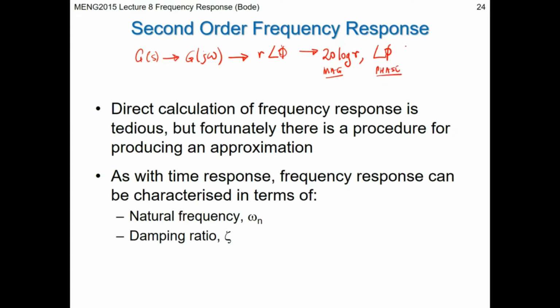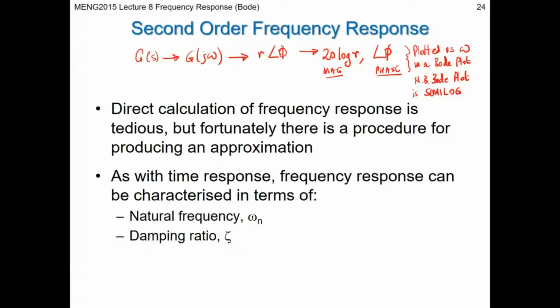All right, so this is our magnitude, this is our phase, and we plot these versus omega in a Bode plot. And note a Bode plot is semi-log. So you use a logarithmic scale for your omega, and you use a linear scale for your magnitude and your phase. Bearing in mind that magnitude has already been converted into a decibel format, which is a logarithmic format itself.